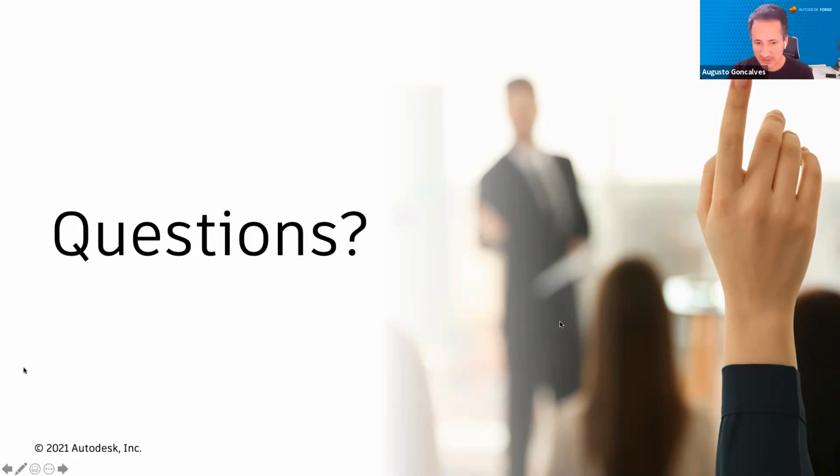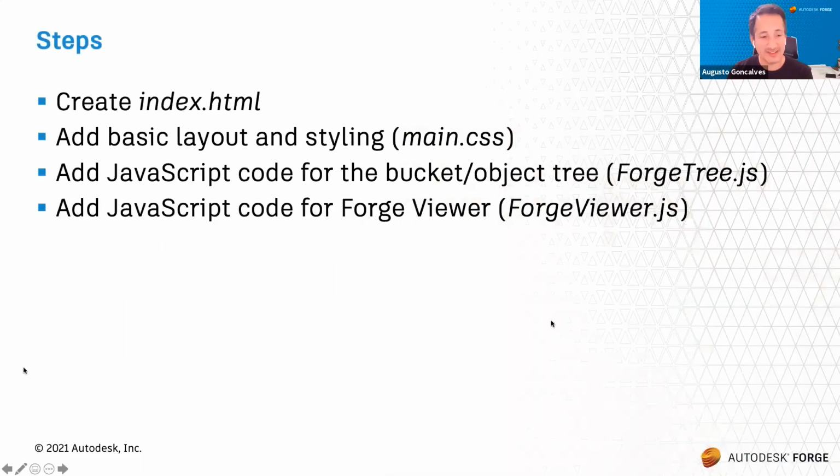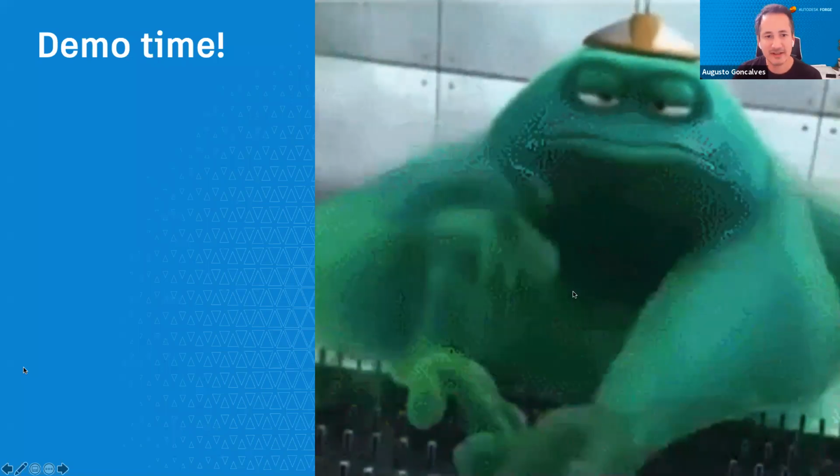So if there are no questions, let's go for this step, about creating the static files of our application. We are going to create the index HTML, the CSS with the styling, and also the JavaScript for the tree and for the viewer, and to review what we did there. Okay, so let's see how that piece will work.